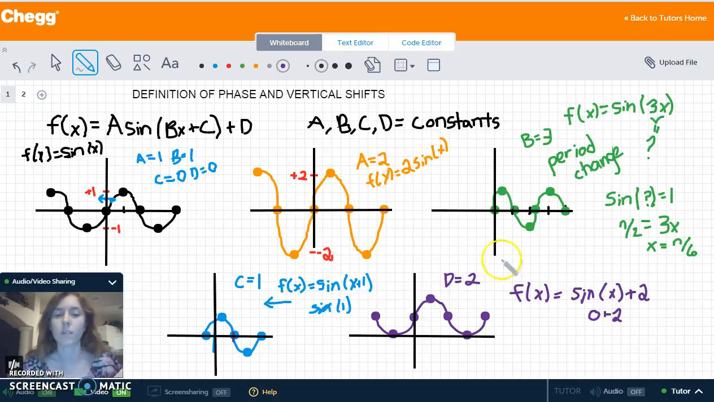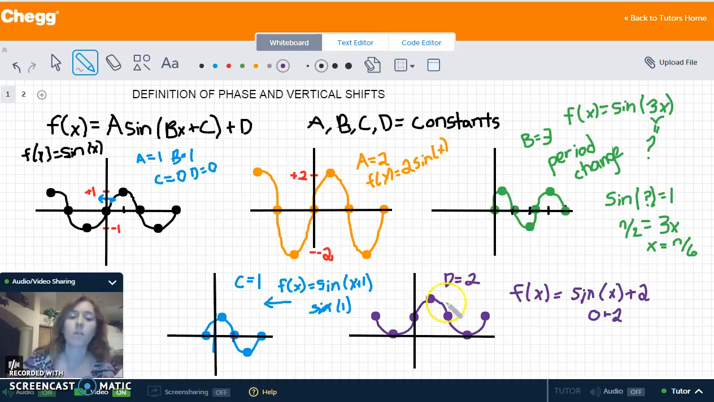So let's look back at all of these. Changing a elongates or shortens the graph, but the period stays the same. Changing b does not affect the y-axis like this one, but it changes the period. It shrinks or elongates the graph. This one here does not change the period or the y-axis, but it shifts either left or right, depending on if this is positive or negative. And this one changes the y-axis, but not the period, and literally just shifts it up or down.